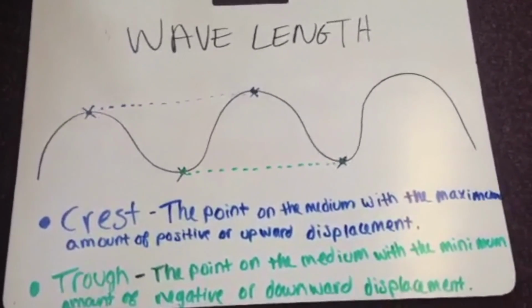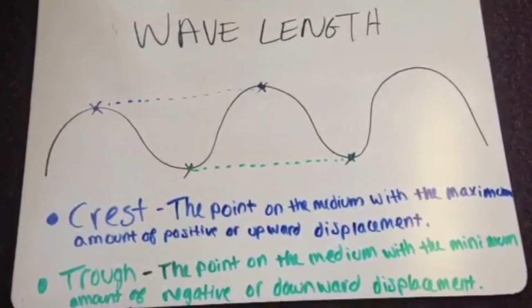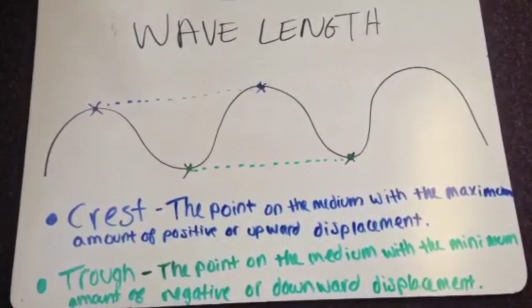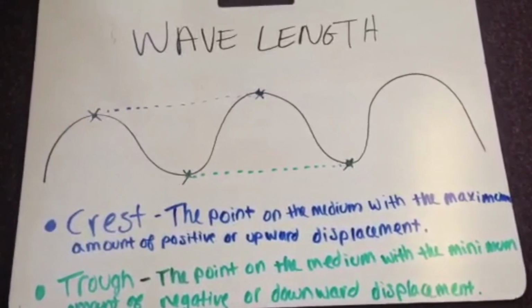Crest is the point on the medium with the maximum amount of positive or upward displacement. Trough is the point on the medium with the minimum amount of negative or downward displacement.